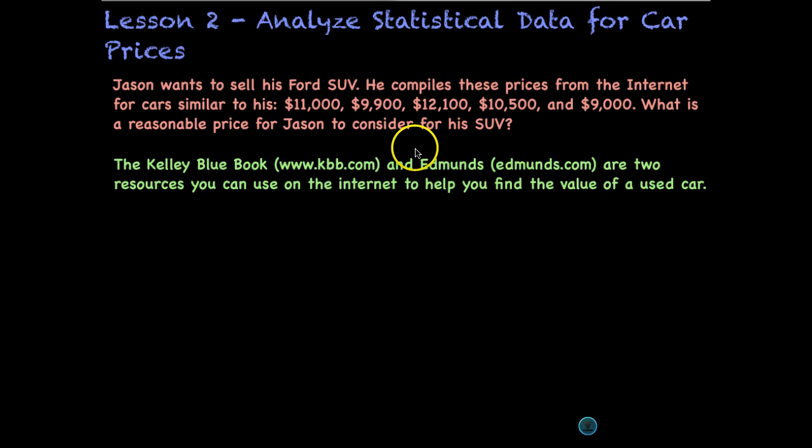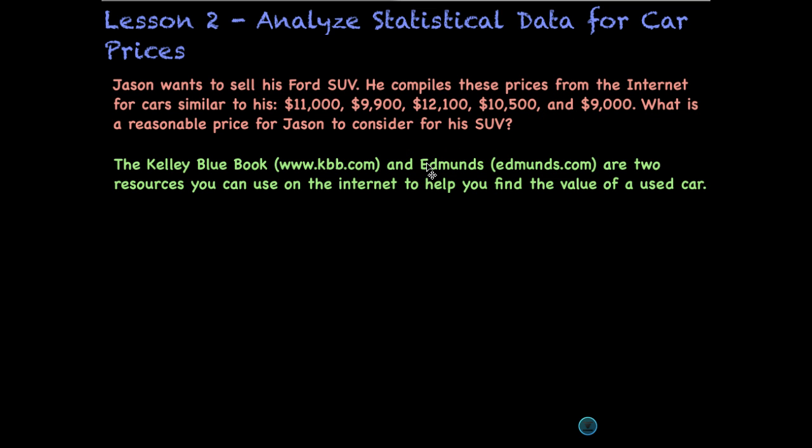So in this case, he has compiled some different prices from the internet for cars that are similar to his. And remember that the reason we have such different prices for used vehicles is because there's different mileage. Also, some vehicles are better maintained than others, or some vehicles may have been in an accident. So we can have a lot of variability. But these are the prices that he has compiled.